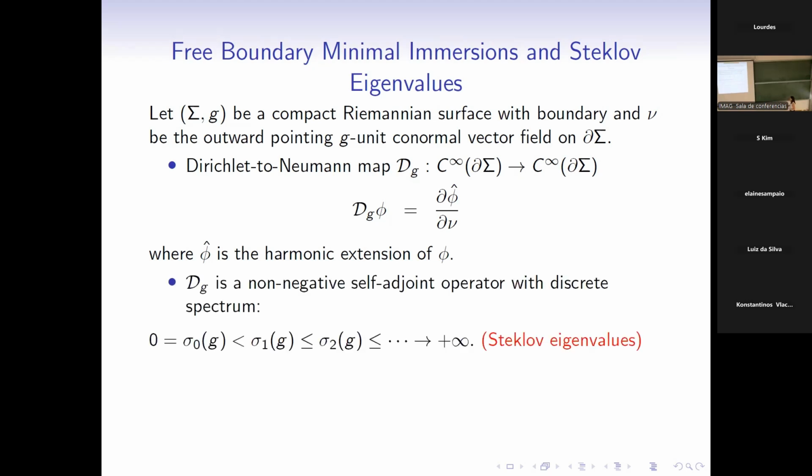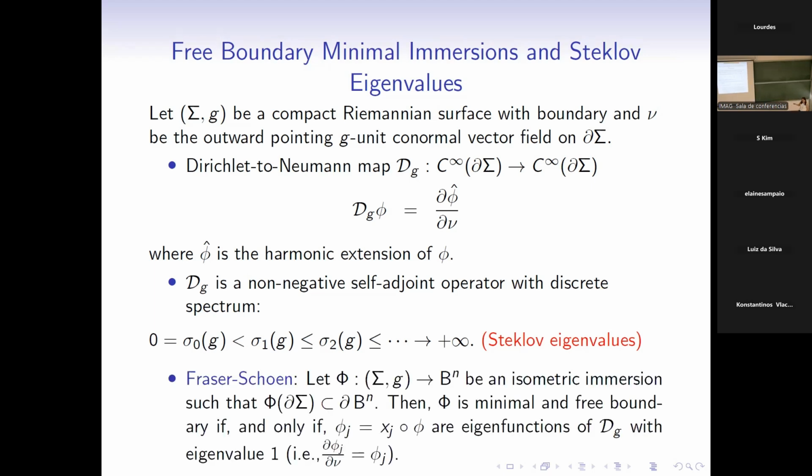Okay, so this operator is also self-adjoint, has discrete spectrum that also converges to infinity, and also has the property that for any metric that you take, sigma 0 is always 0. Okay? And they're called Steklov eigenvalues. Okay? And Fraser and Schoen observed the connection between free boundary minimal surfaces in the ball and Steklov eigenfunctions.